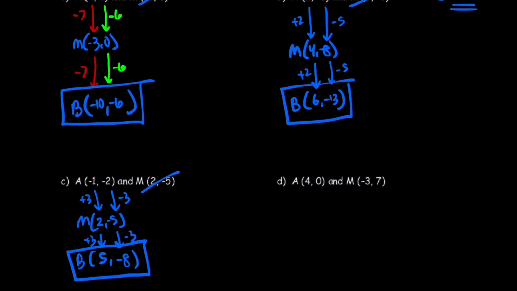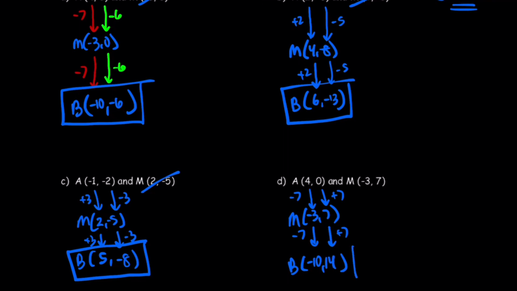And our last one. So we stack. M is -3, 7. Here's what B is going to be. So what do we do with the 4? To go to -3, I subtracted 7. So I have to subtract 7 again. -3 minus 7 is -10. And then with the y's, I went from 0 to 7, so I added 7, and then I add 7 again. 7 plus 7 in that case is 14. So I get -10, 14.